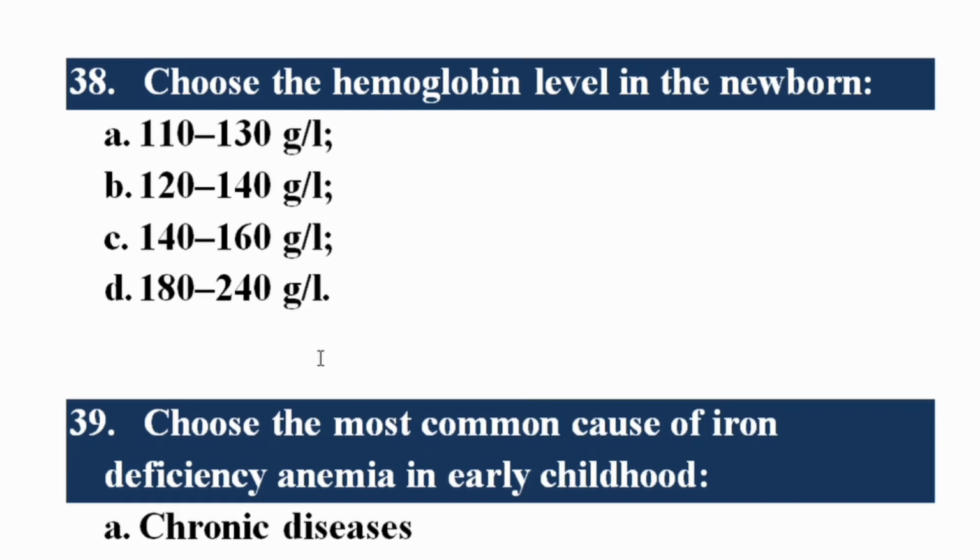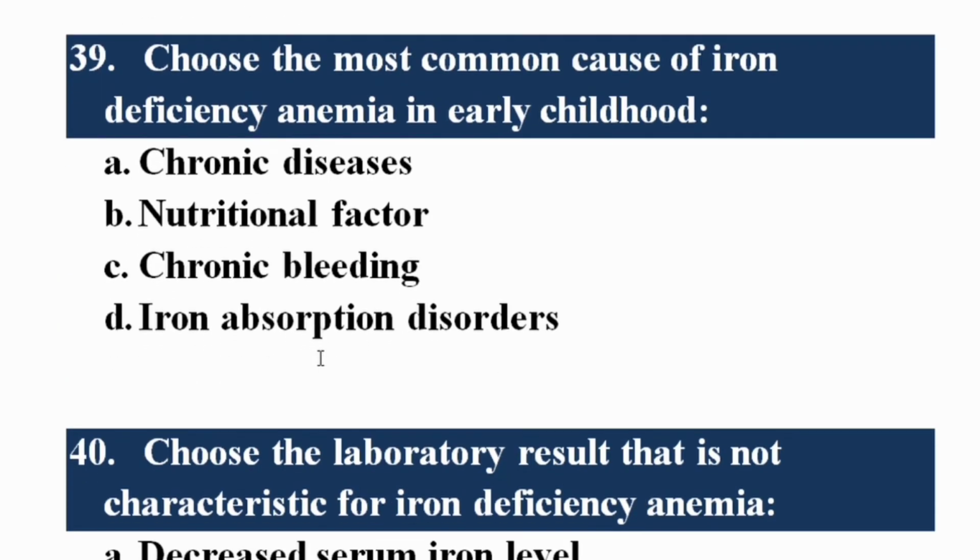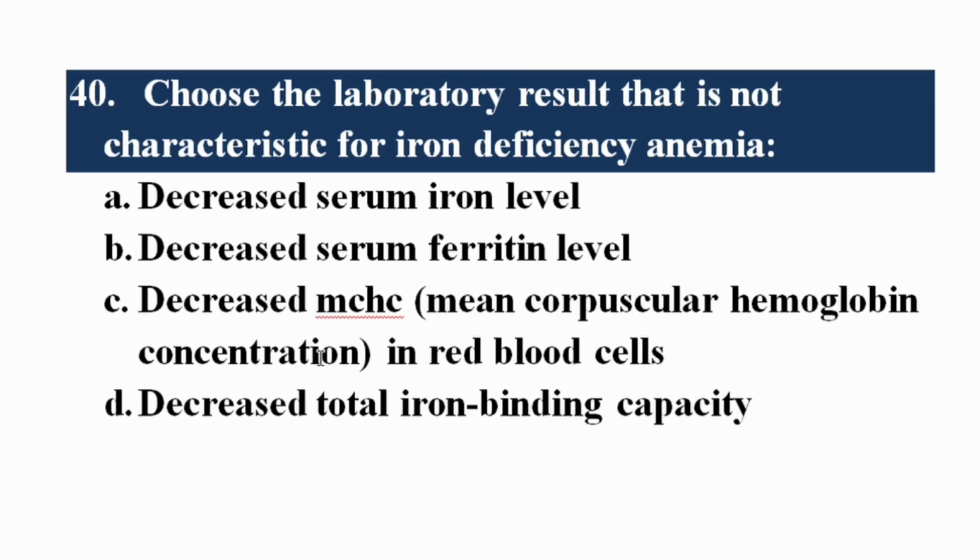Choose the hemoglobin level in the newborn. Right option is delta, 180 to 240 gram per liter. Choose the most common cause of iron deficiency anemia in early childhood. Right option is beta, nutritional factor. Choose the laboratory result that is not characteristic for iron deficiency anemia. Right option is delta, decreased total iron binding capacity.